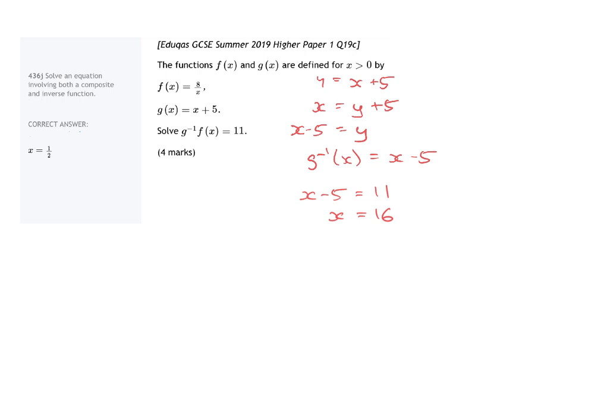So I had here that g to the minus 1 of something is equal to 11. My something must be equal to 16. And my something is f of x. So f of x must equal 16. So if f of x equals 16, I know what f of x is because it is 8 over x. So 8 over x equals 16. Multiply both sides by x, divide both sides by 16. I'm going to get 8 over 16 equals x, and therefore x is equal to 1/2.